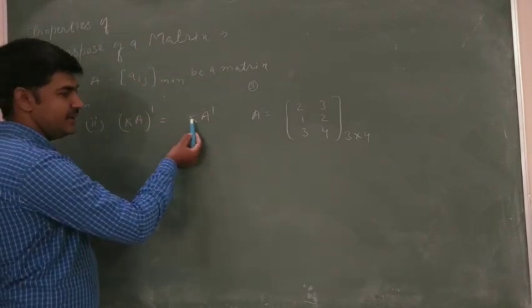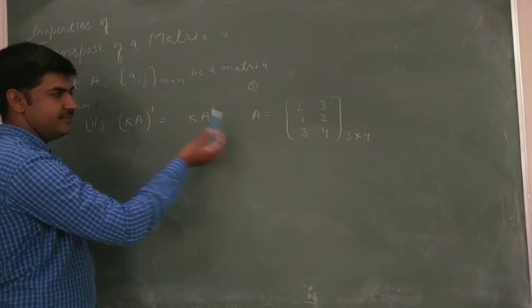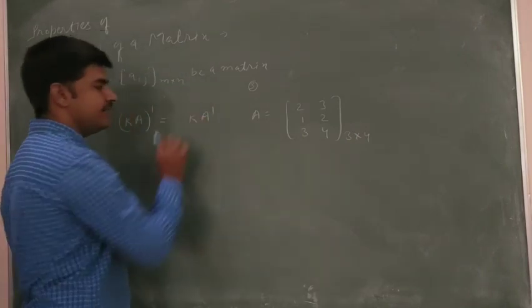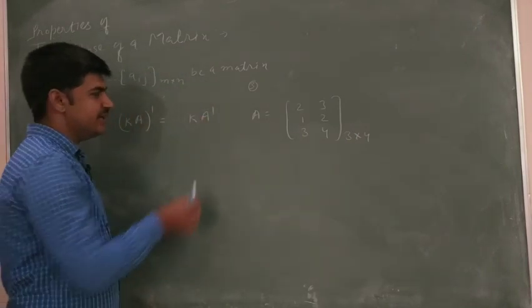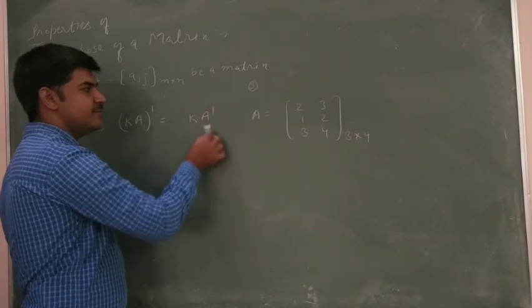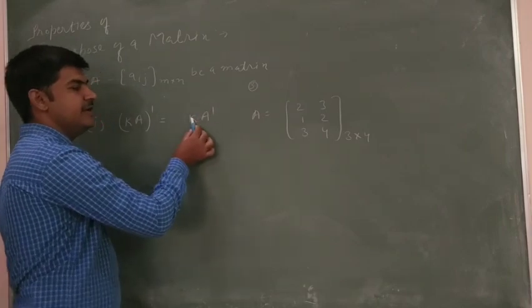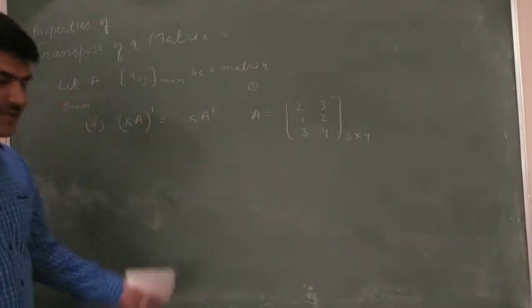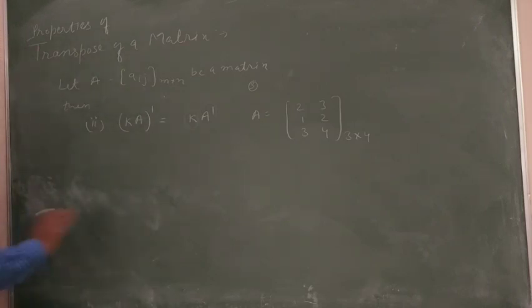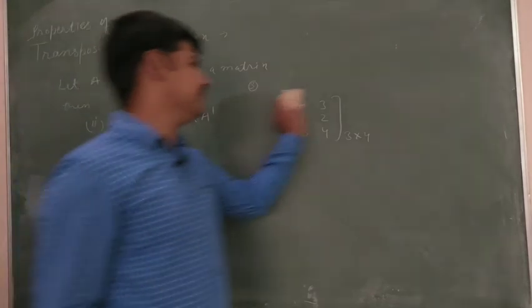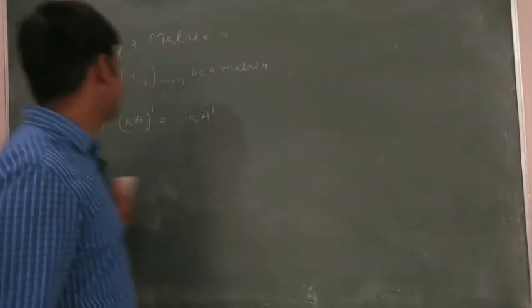Now if you find the transpose of A, then in transpose of A you will notice that particular element can be taken common, or you can say the transpose of A will be multiplied by that particular scalar. So this is also, I think, clear. Now we'll go for the third property of transpose of a matrix.